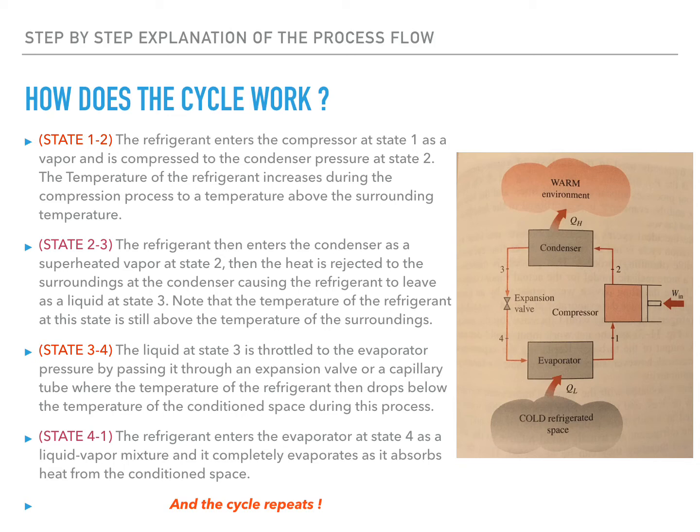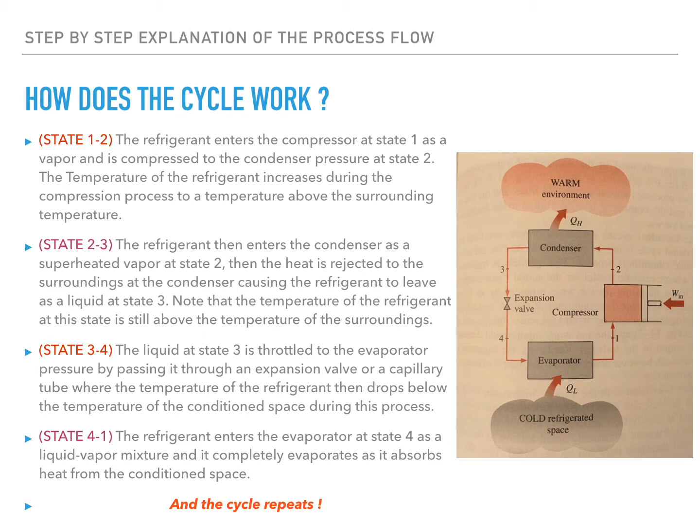As we go from state 2, which is at the entrance of the condenser, towards state 3 right after the condenser, the refrigerant enters the condenser as a superheated vapor at state 2 as a result of the compression process, like we mentioned, following which the heat is rejected to the surroundings by a fan at the condenser, causing the refrigerant to leave as a liquid at state 3. So we're transitioning from a vapor state towards a liquid state, keeping in mind that the temperature of the refrigerant at this state is still above the temperature of the surroundings.